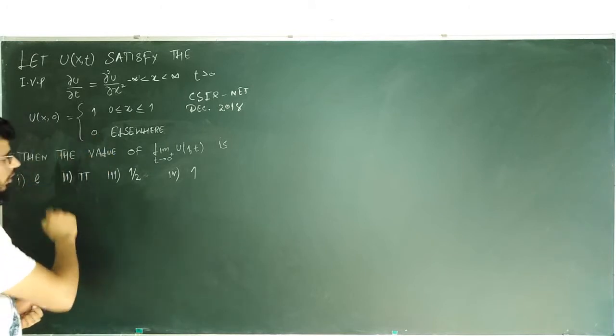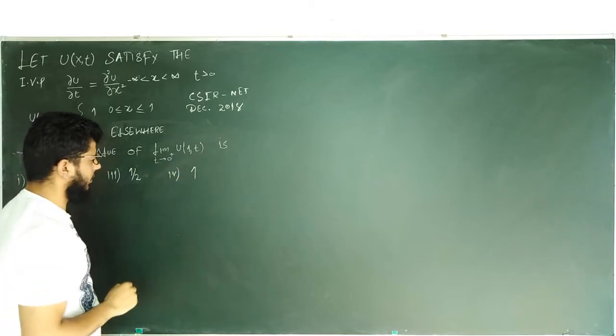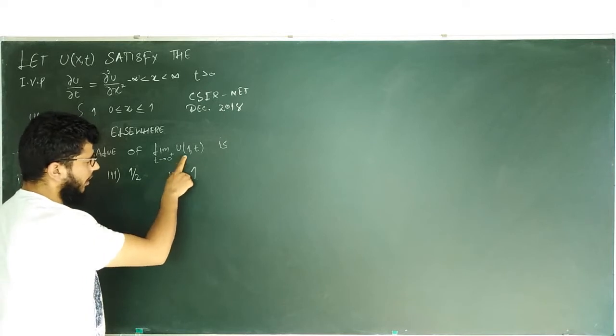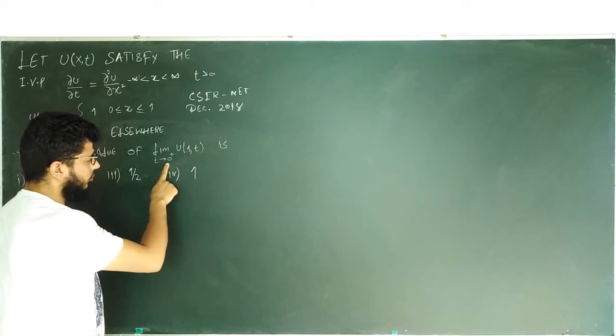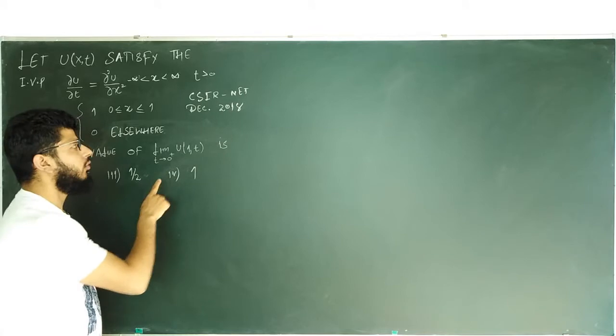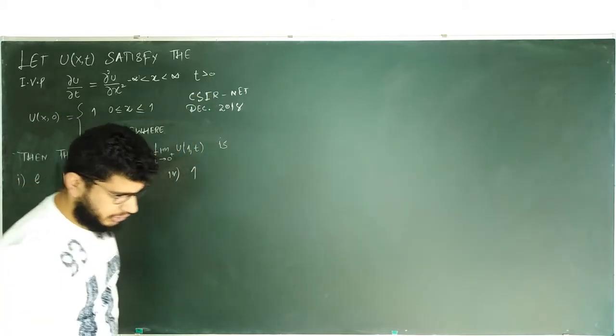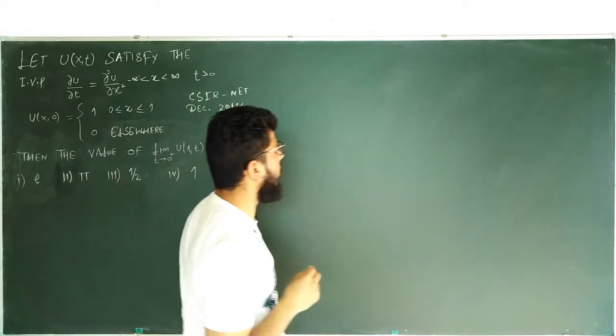Now, we need to find the value of this at 1 and the limit t tending to 0 positive, that's from the right hand side of 0. As t is given to be positive, it has to tend from the right hand side only.